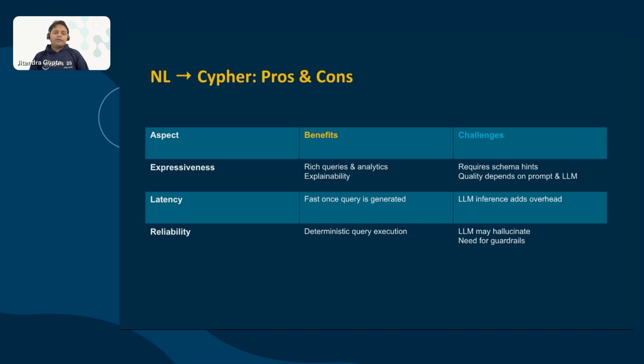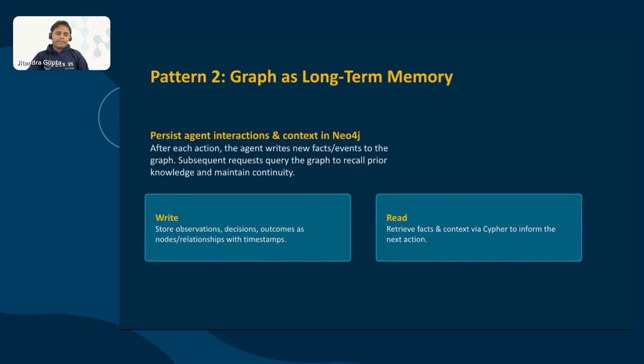Looking at it from the reliability perspective, deterministic query execution is performed, which is on the benefit side, but LLMs can also hallucinate, where we really need to put in those guardrails which we discussed in the last slide. Now let's look into another pattern.